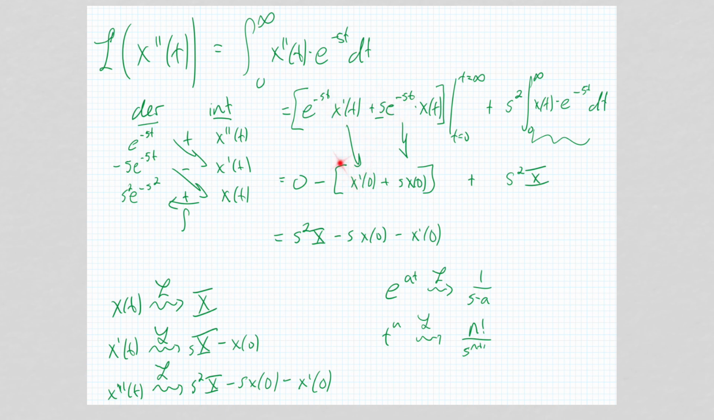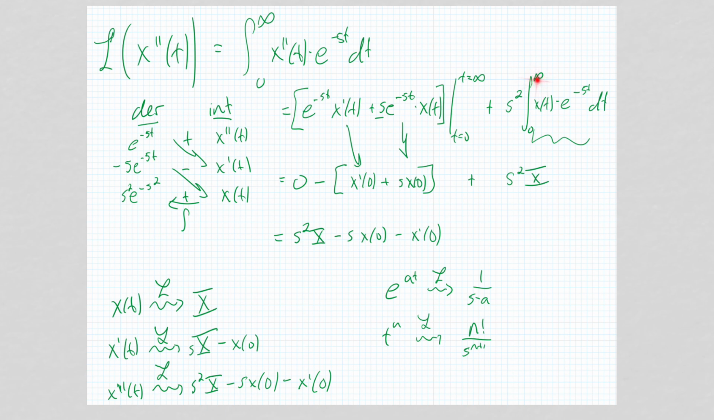So what do I get? I get a 1 and I get an s. Then I also need to plug in t equals 0 here and here. When I plug in t equals 0 here, I just get 1 times x prime of 0. And when I plug in t equals 0 here, I get s times x of 0. Then this thing right here evaluates very similarly to the way the previous one did.